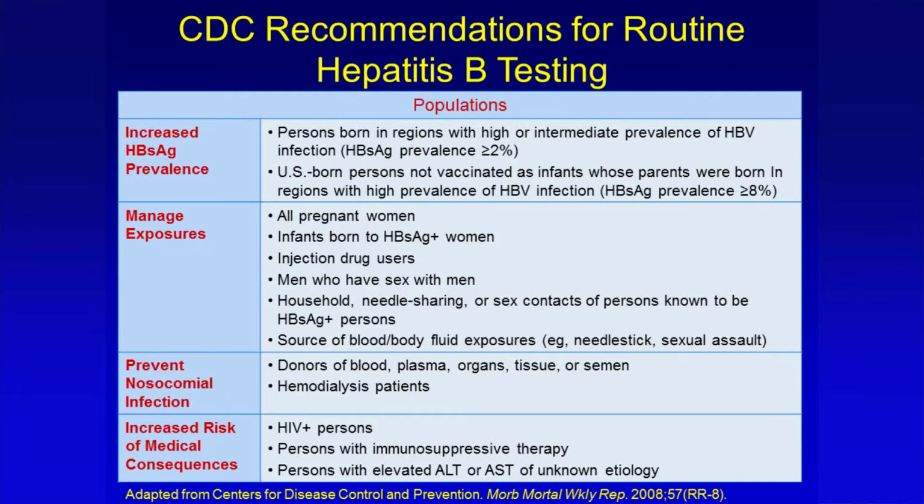These are guidelines put forth several years ago about who to screen for hepatitis B. Basically, you want to screen individuals who have a higher rate of being infected, patients who have a high rate of being exposed, preventing nosocomial infection, and those at high risk of medical consequences, particularly those on immunosuppressive therapy.